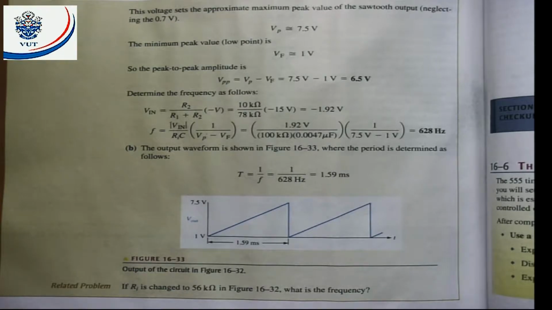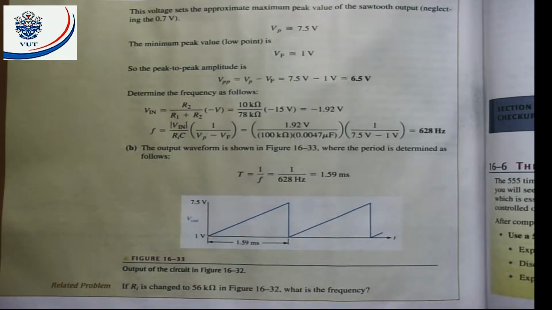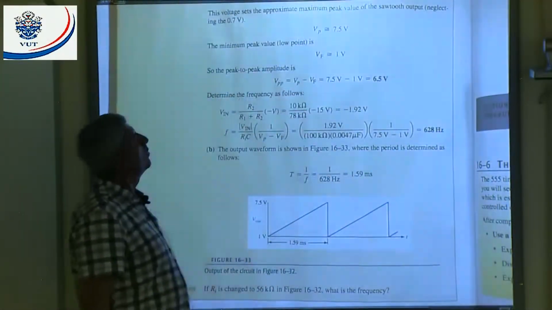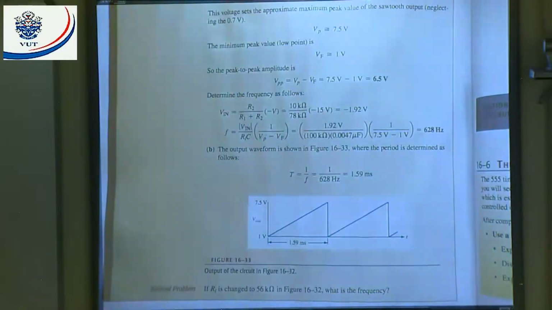They say the voltage sets the approximate maximum peak value of the sawtooth, neglecting 0.7 volts. That means I can ask you a question where I can say don't neglect. If I don't tell you anything, what will you do? You must incorporate the 0.7. In this example, they neglect the 0.7. Normally that peak value would be 7.5 plus 0.7, but in this case they say neglect it. We're not going to worry about that.